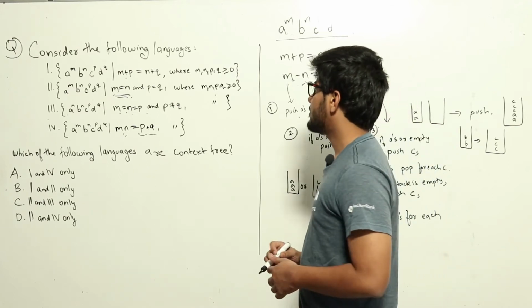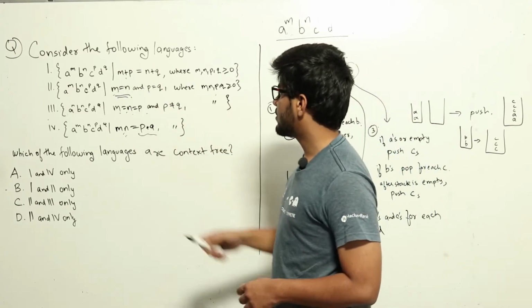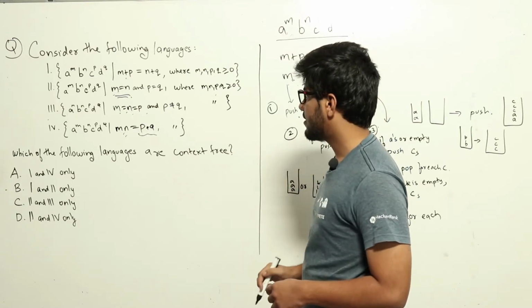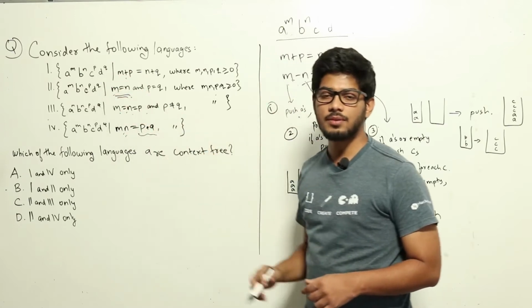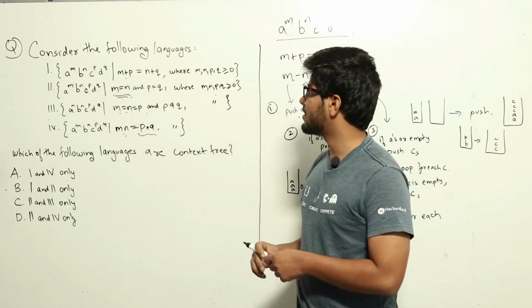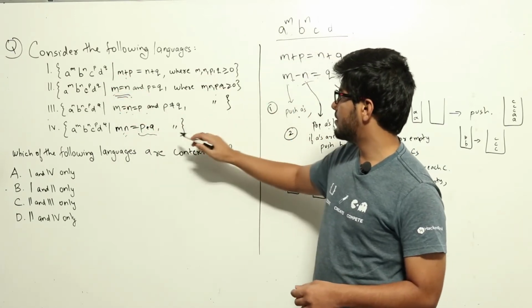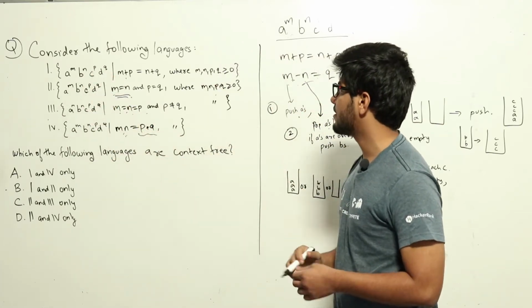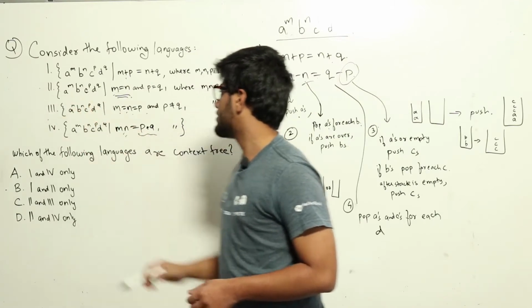Consider the following languages. They have given 4 languages here and they are asking which of the following languages are context free. Now this is a question from the theory of computation section for context free languages. We are given the definition for 4 languages and we need to find out which among these are context free. Let's take a look at the second one first.